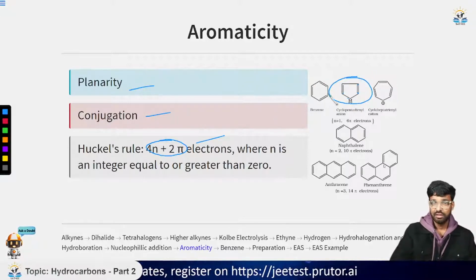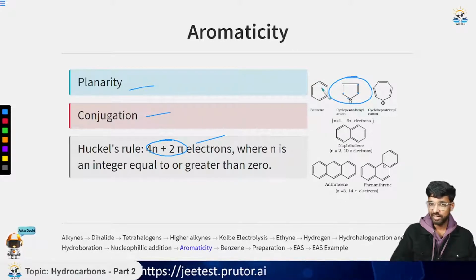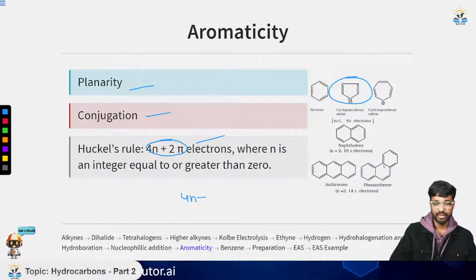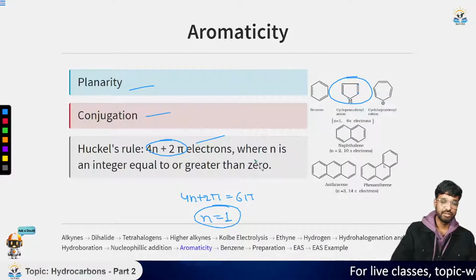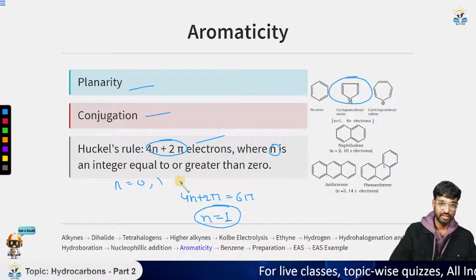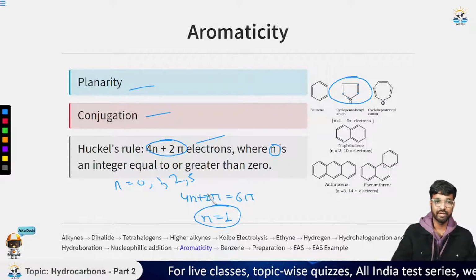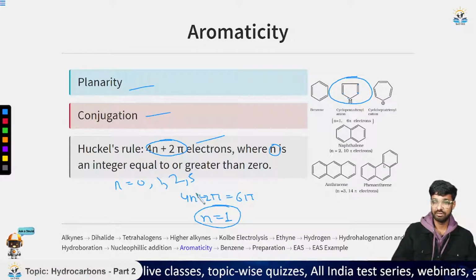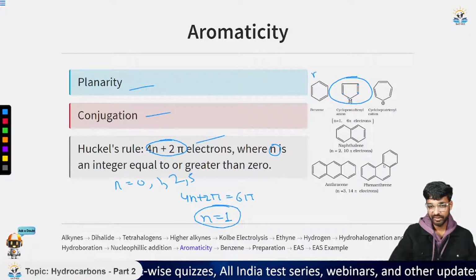If we take the number of pi electrons here, one pi bond will have 2 electrons, so 3 pi bonds will have 6 electrons. So 4n plus 2 equals 6 pi electrons. If you calculate this, you will get n equals 1. And it should be noted here that n can be 0, 1, 2, 3 or any other integer. It cannot be negative, and it cannot be a fraction. So if we take n equals 1, we will get benzene.